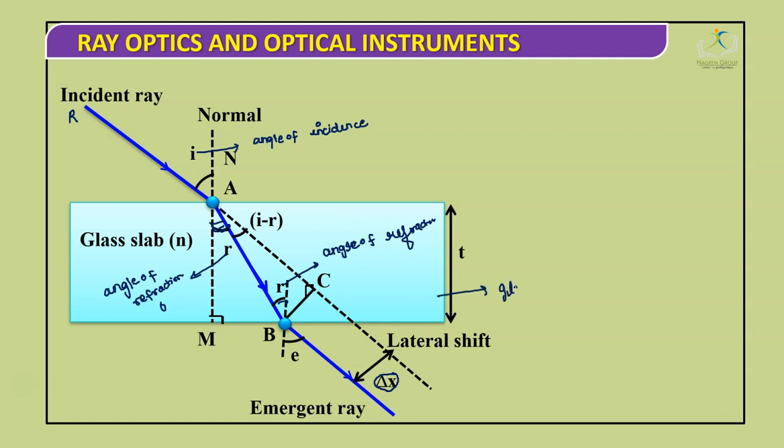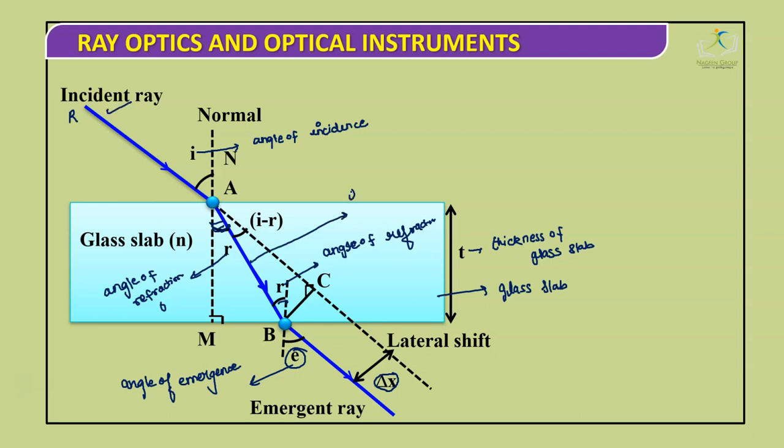This is the glass slab. This is the thickness of the glass slab. This is the emergent angle. Again, this is the incident ray, refracted ray, emergent ray, and this is the lateral shift. I hope you understand each and every part. This is the normal, by which we can determine how much the angle of incidence and refraction change.